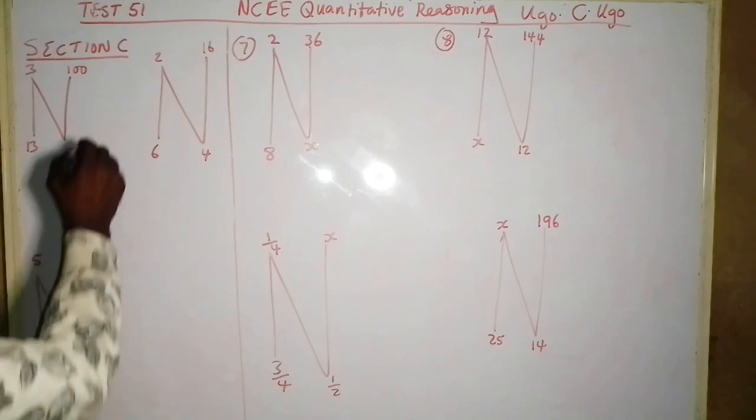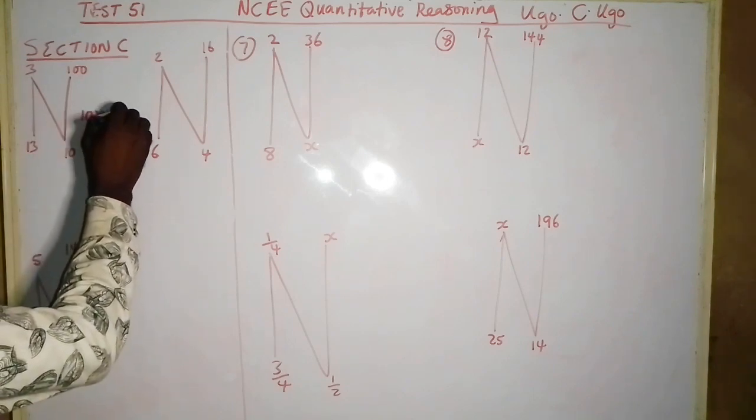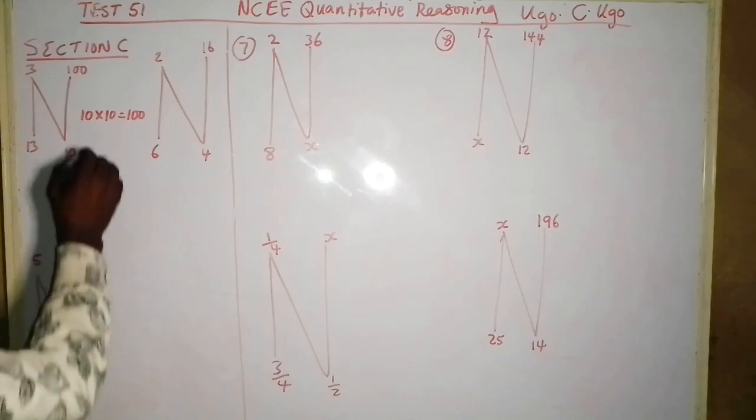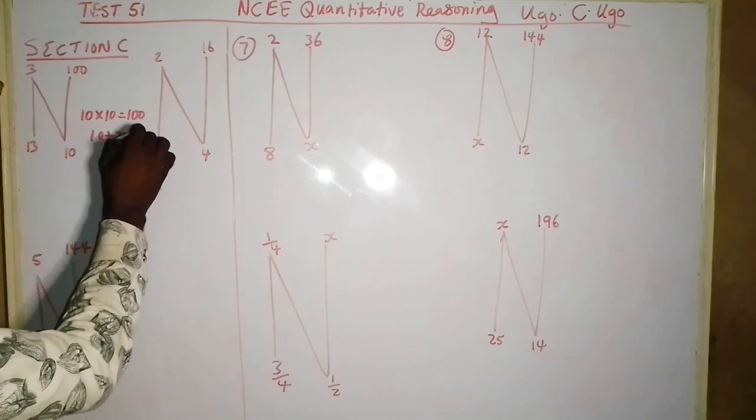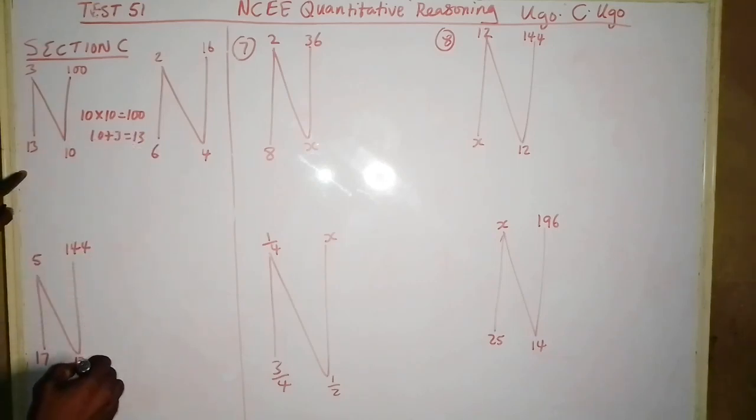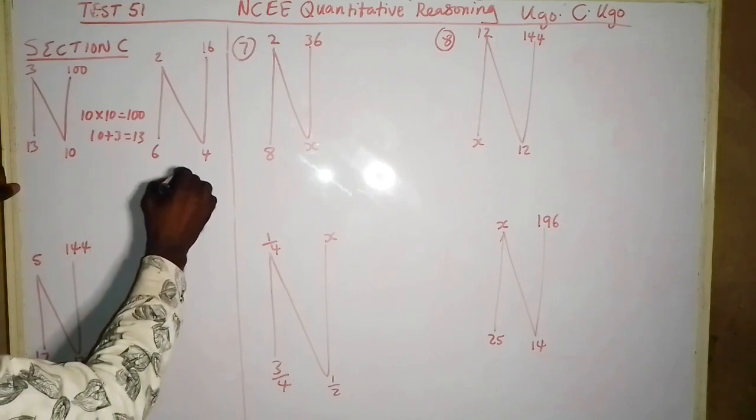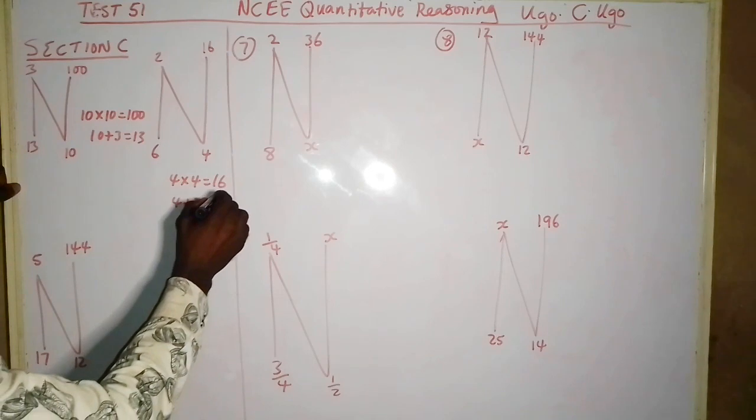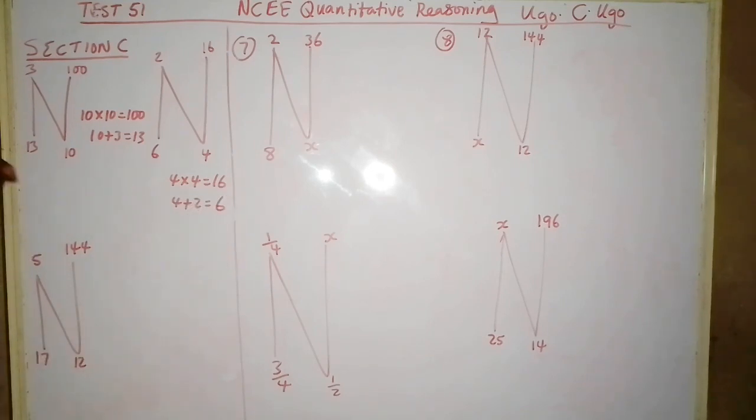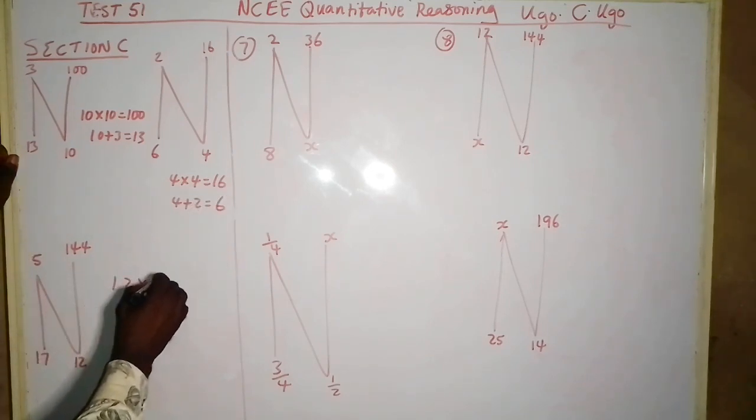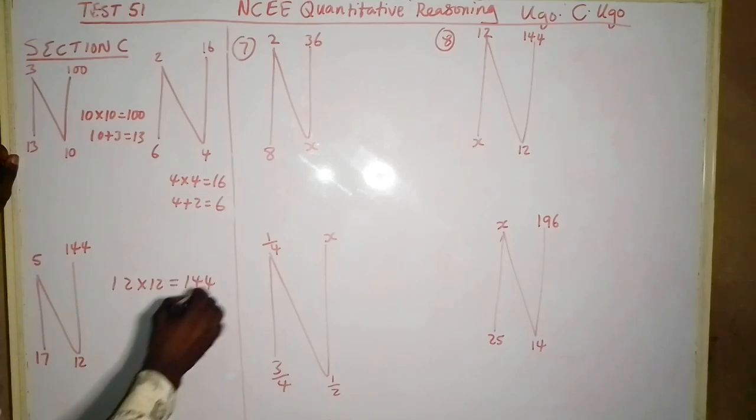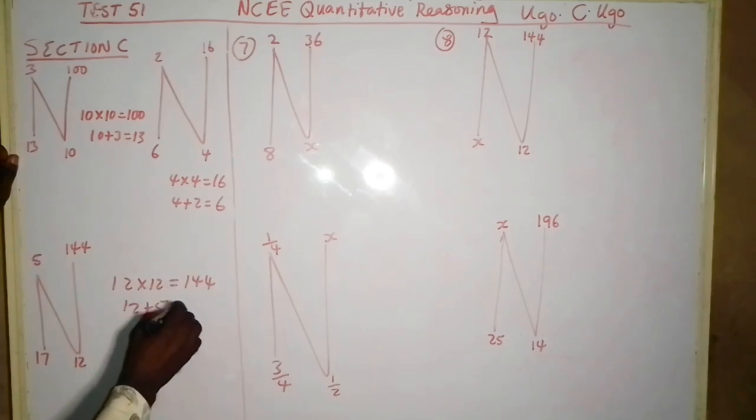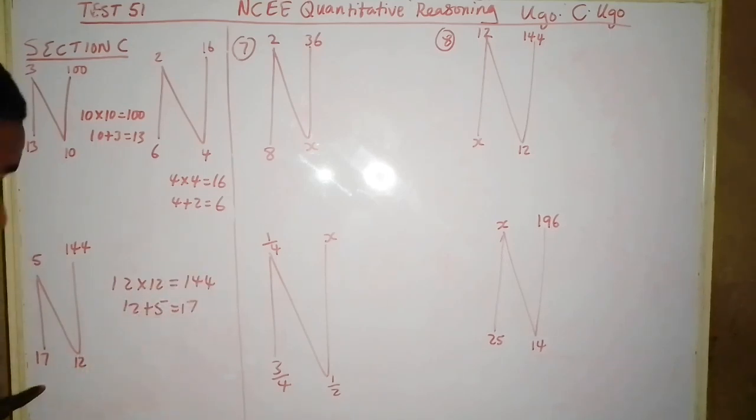So let's try this method. 10 times 10 will give you 100 here. And 10 plus 3 will give you 13 here. That's what you have here. The next one is 4 times 4 will give you 16. And 4 plus 2 will give you what? 6. That's what we have here. The next one is 12 times 12 will give you 144. And 12 plus 5 will give you 17. That's what we have here.